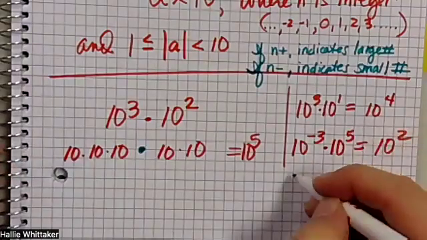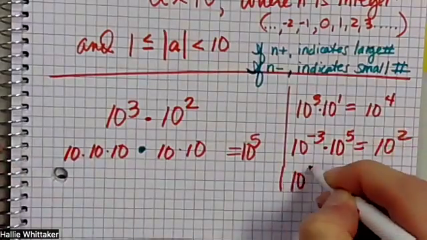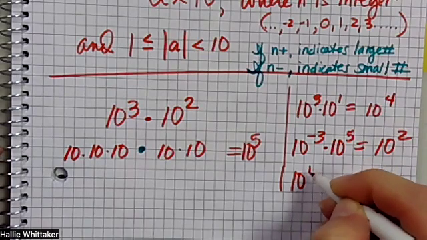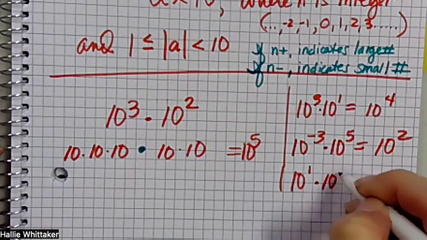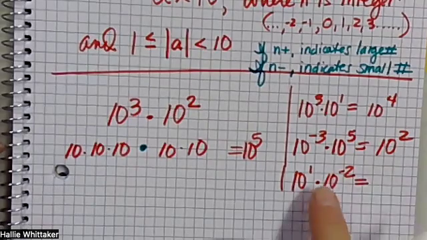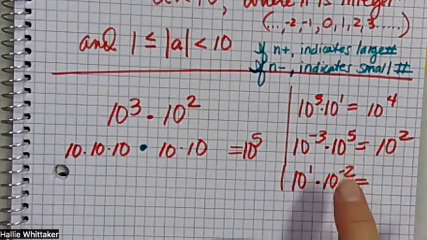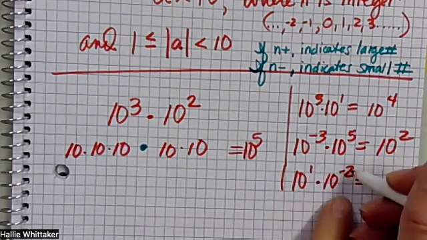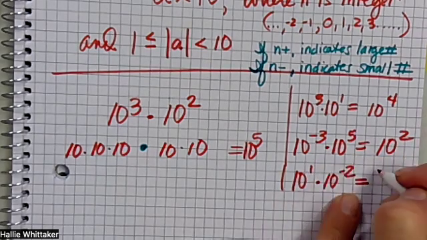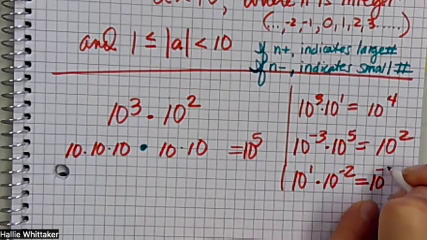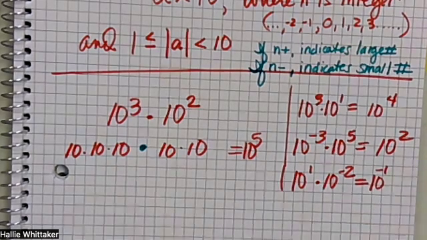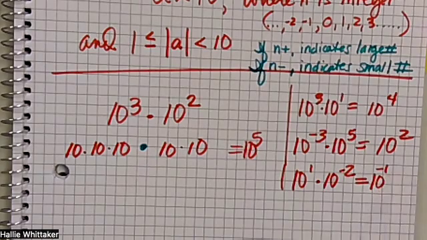Okay, one more of these. Let's say you have 10 to the first. If there's no number there, it's understood to be 1, times 10 to the -2. Again, they're being multiplied, the base is the same. So what do you do with the exponents? Add. So 1 plus -2 is, there you go. Keep forgetting to put the base. 10 to the -1. I wrote that all wrong, but you know that's 10 to the -1.